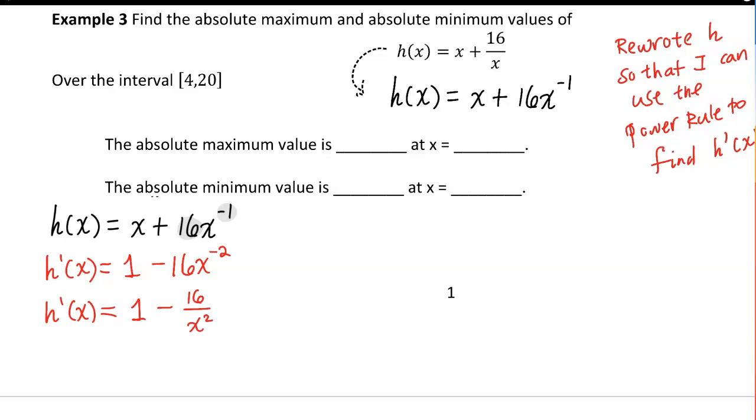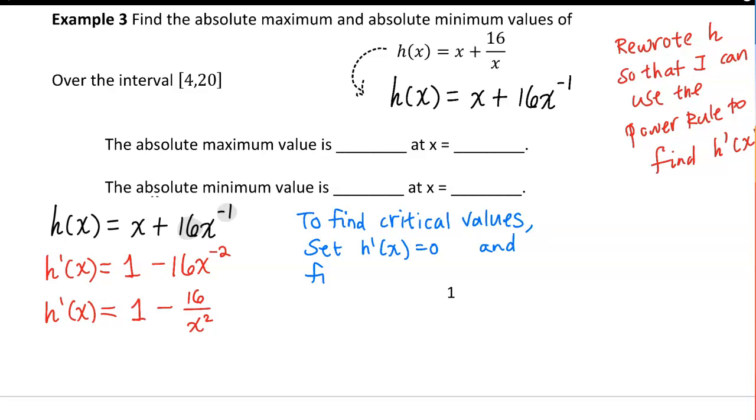squared. So now what I need to do to find the critical values, go ahead and write this down: to find critical values, set h prime of x equal to 0 and find where h prime is undefined.